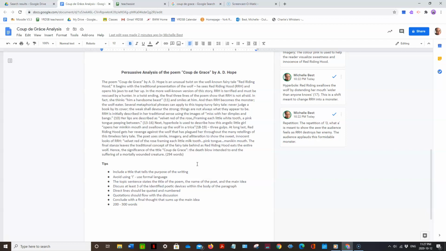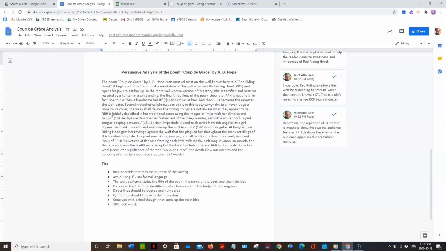In fact, she thanks him. And here we have a direct line from the poem in quotations with the line number at the end, just the number in brackets. A handsome beast, and smiles at him. Okay, so you also want to discuss at least 3 of the identified poetic devices within the body of the paragraph. So you're going to look at the different poetic devices that you have identified.